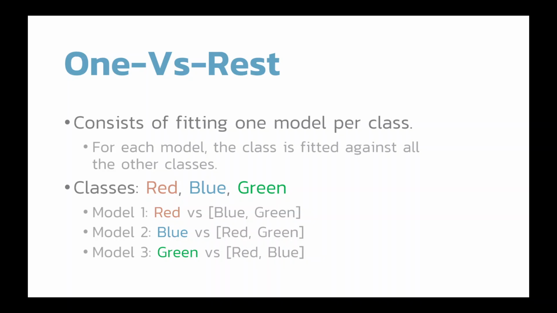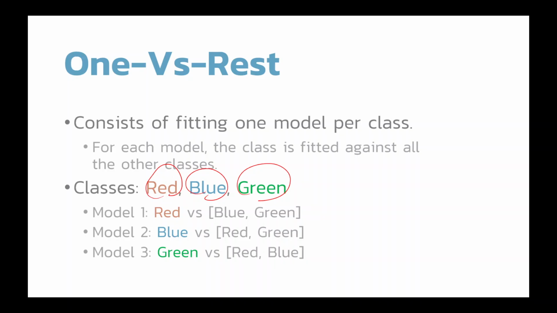It's actually quite simple, okay? So let's say that you want to classify 3 things: red, blue, and green. So in your problem, you have 3 classes. So the normal binary classification does not work, right?